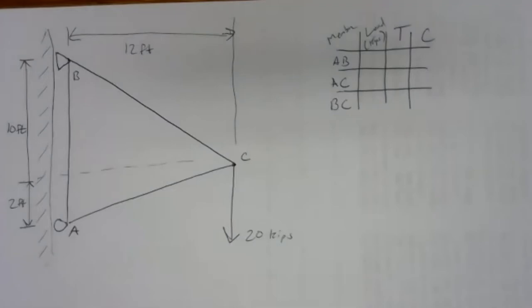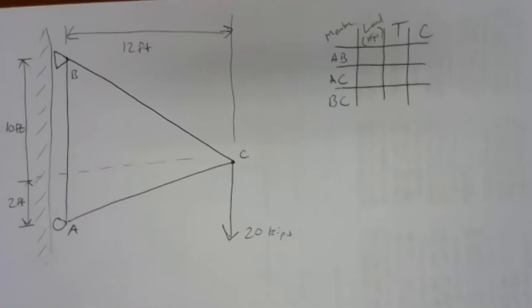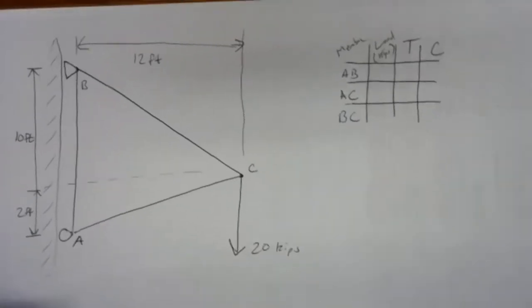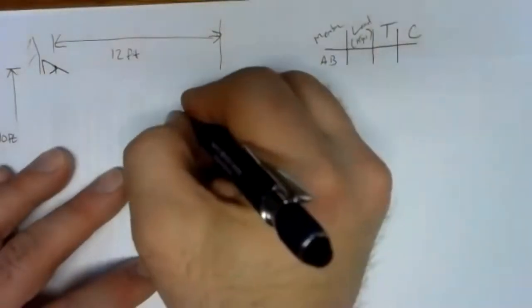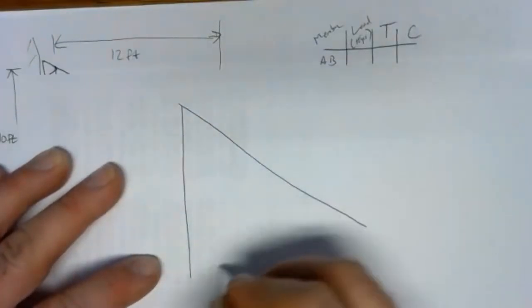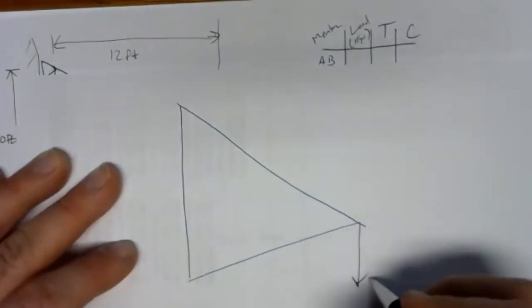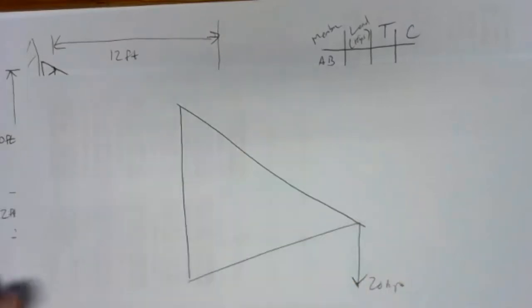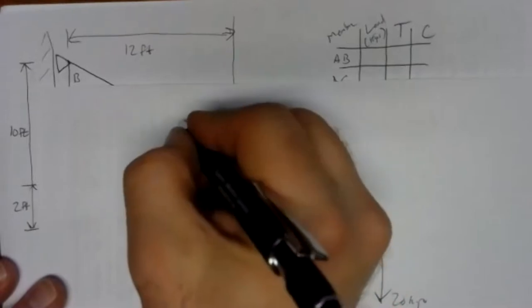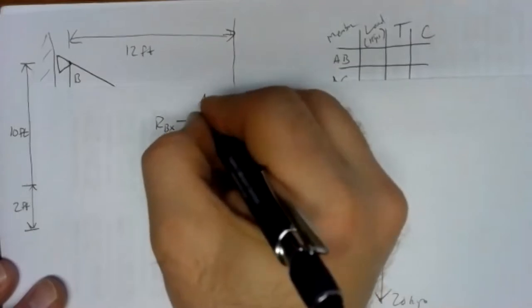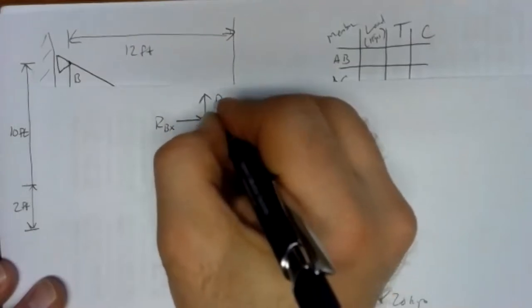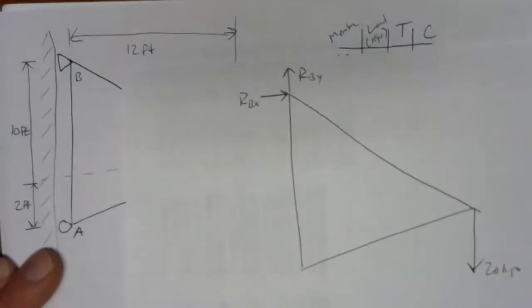All right, so let's take a look at this one. First thing to do is to solve the external problem, to find the reactions at the supports. So I'll draw a free body diagram of the truss. It will look something like that with our 20 kips here. Up at the top, we've got a pin support at joint B. So I'm going to draw that as RBX and RBY.